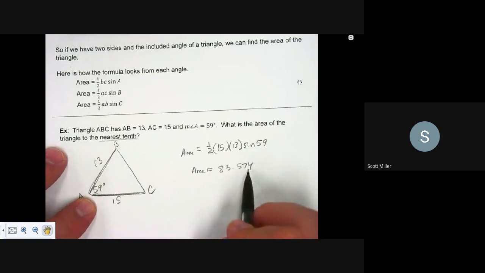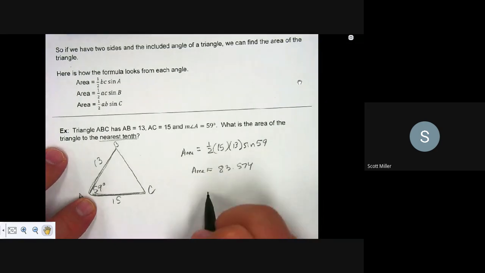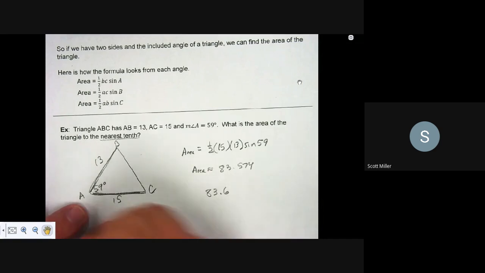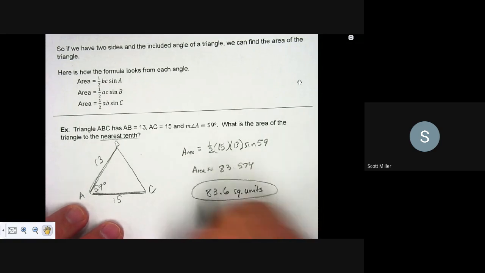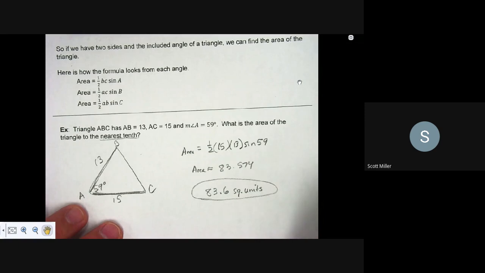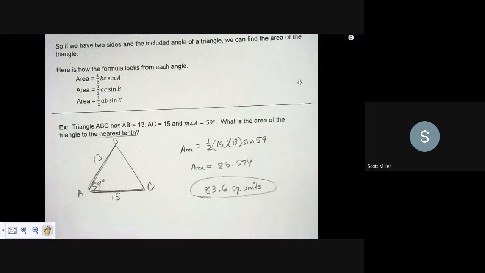So here I rounded to three decimals, so I'm going to round it to the nearest tenth, and it gives me 83.6. And then you would have to have some kind of unit if one was given. If none are given, like in this case, you simply write square units. Okay? Because areas are in square units. And since you don't know the units, just write square units down. So this is an alternate method for finding the area of a triangle if you have an angle and some of the sides. And so that concludes this chapter in this section, and we'll do more problems together in class.